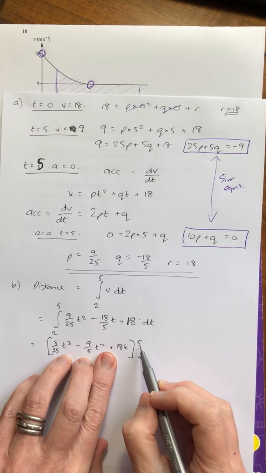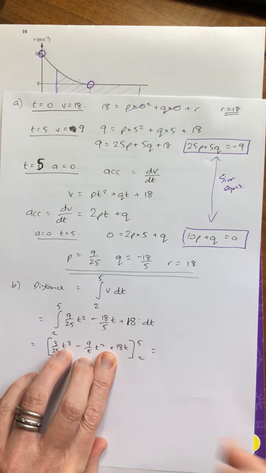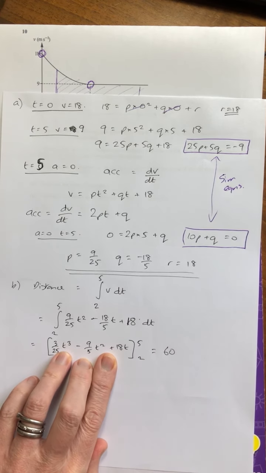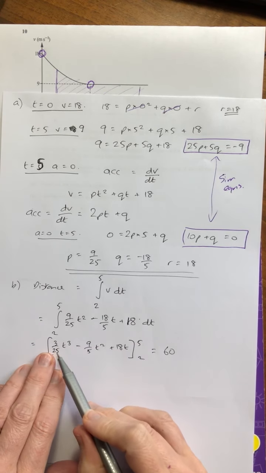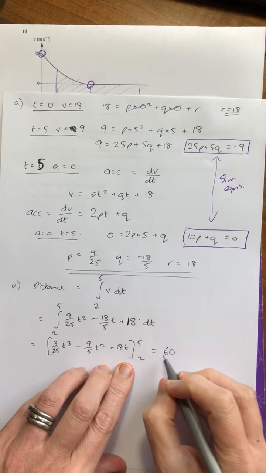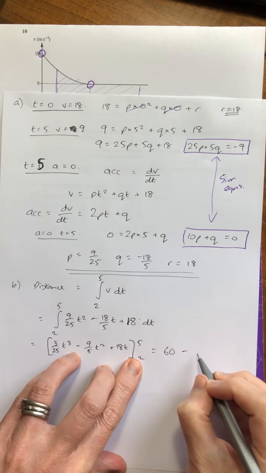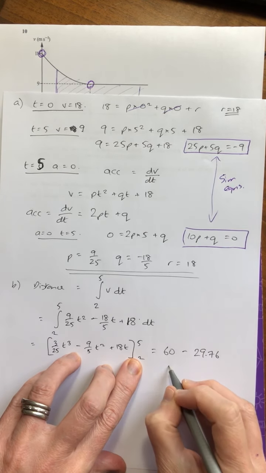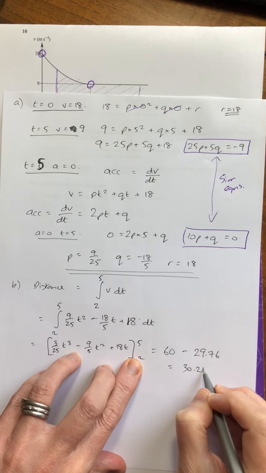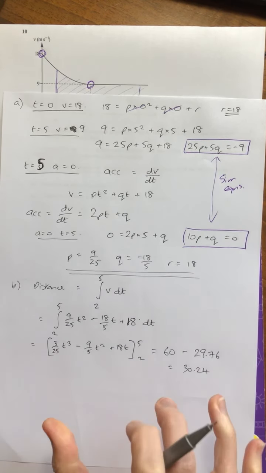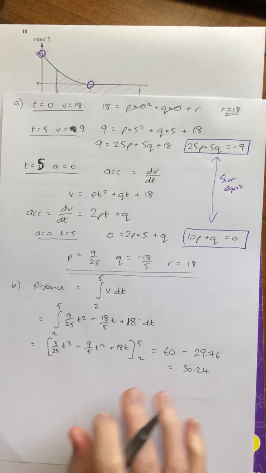You can evaluate that at 5. Apologies, I've kind of done this, got the answers already. But 3/25 times by 5 cubed minus 9/5 times by, you get the idea. And then when we evaluate that at 2, it's not quite so nice. 29.76. Subtracting those, we get 30.24.